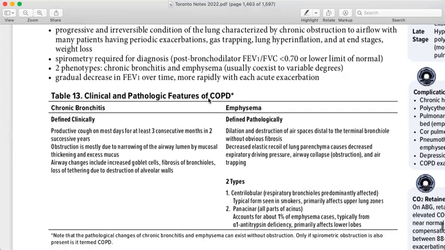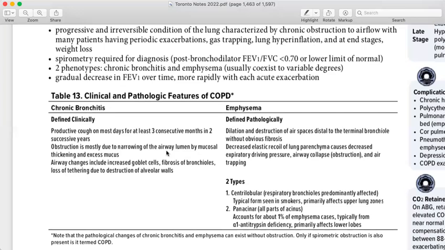Clinical and pathological features of COPD. Chronic bronchitis and emphysema are the two types of COPD. Clinically, bronchitis is basically a productive cough on most of the days, for at least three consecutive months in 2 progressive years. So over 2 years, there are 3 months with a productive cough on most days.